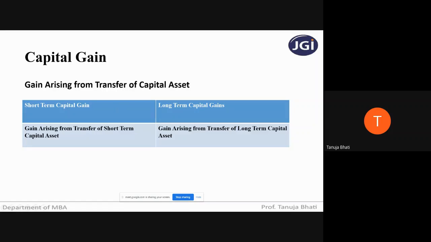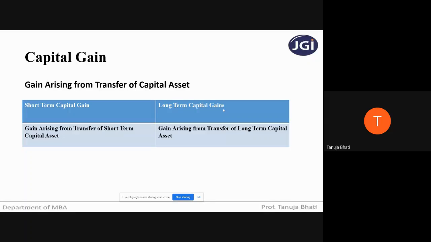And if any gain is arising from the transfer of a long-term capital asset, it is said to be long-term capital gains. So students, capital gains are of two types, short-term capital gain and long-term capital gain. When any gain you're getting from the sale or transfer of a short-term capital asset, it is short-term capital gain. And now you'll know what is a short-term capital asset. And gain arising from the transfer of a long-term capital asset is said to be long-term capital gains.